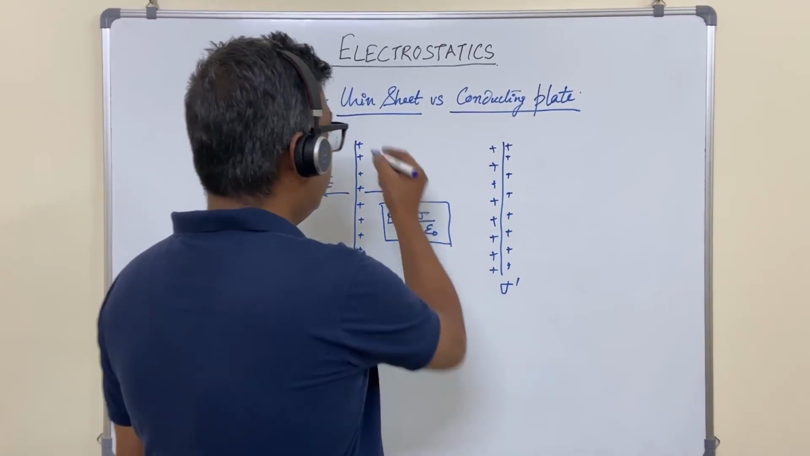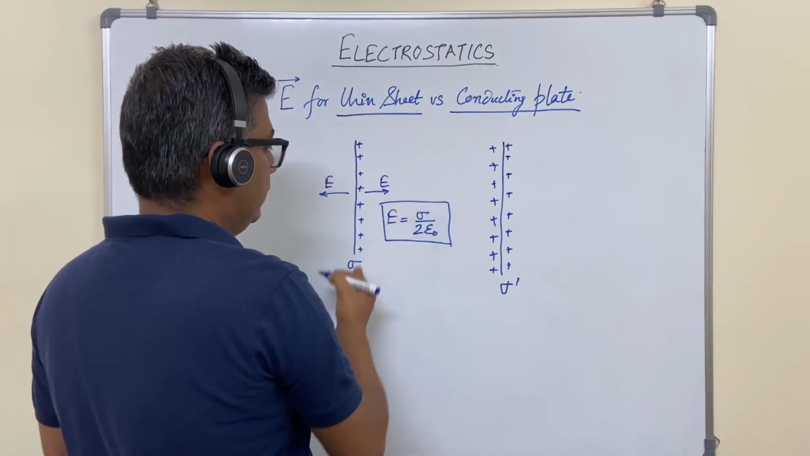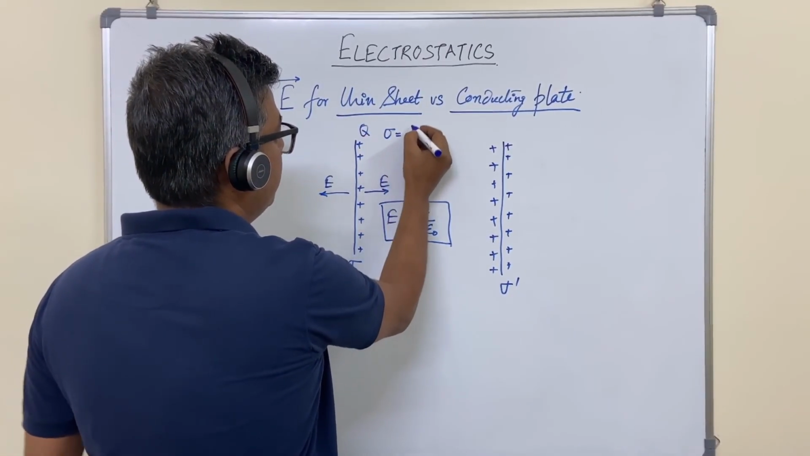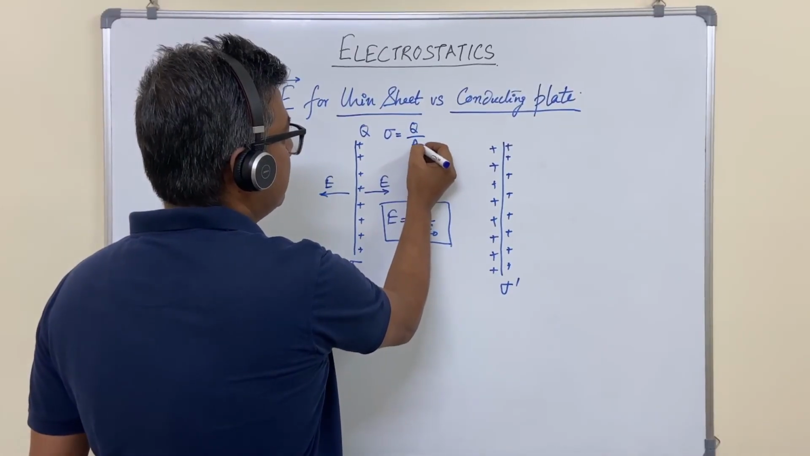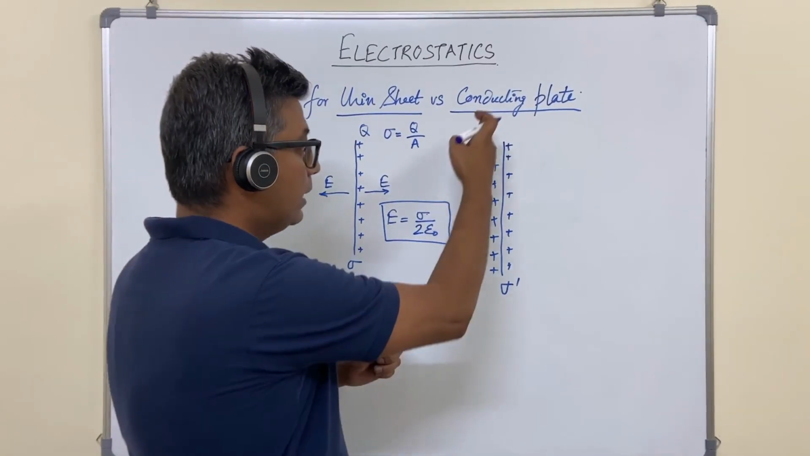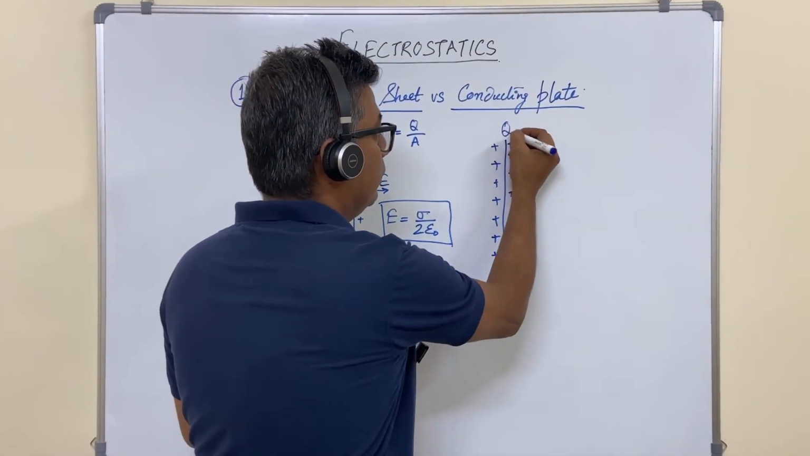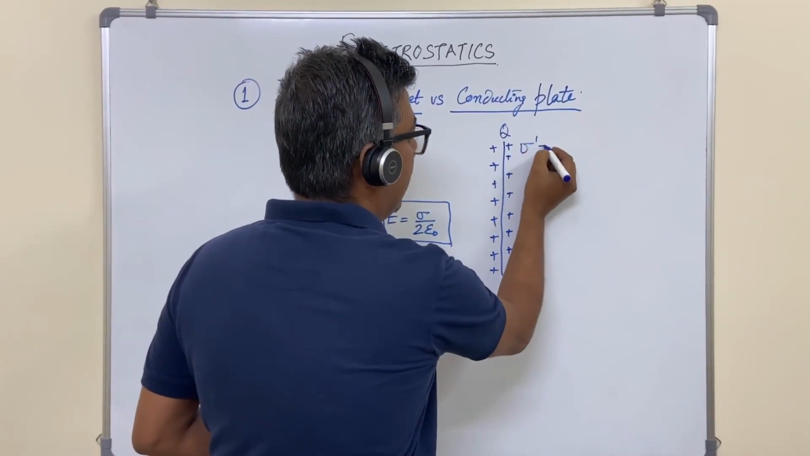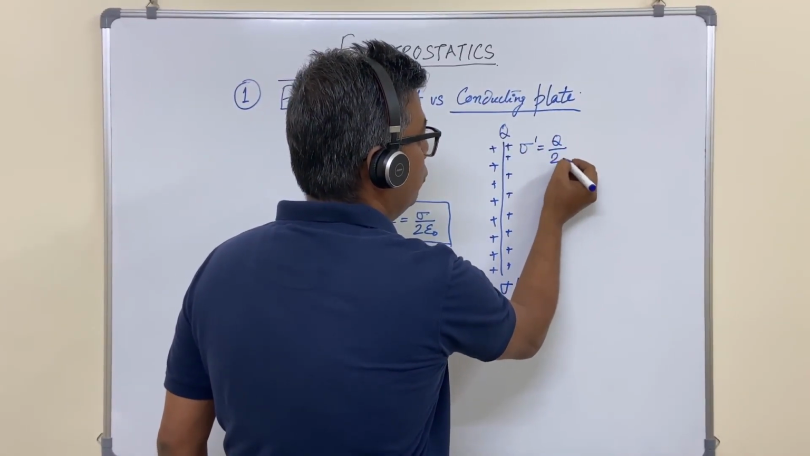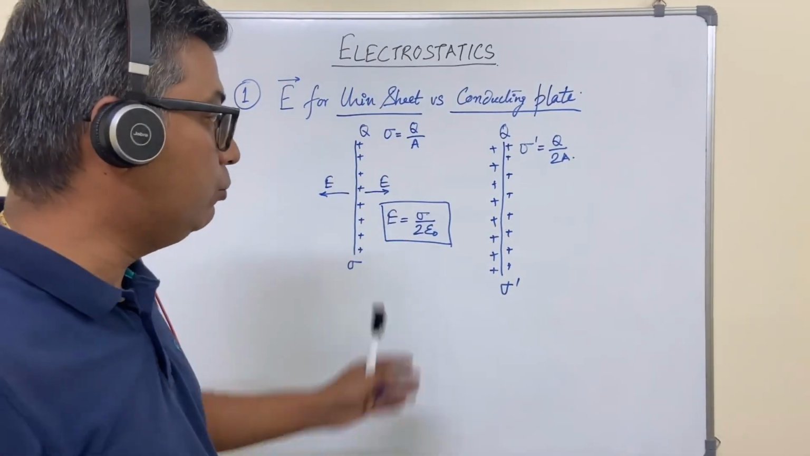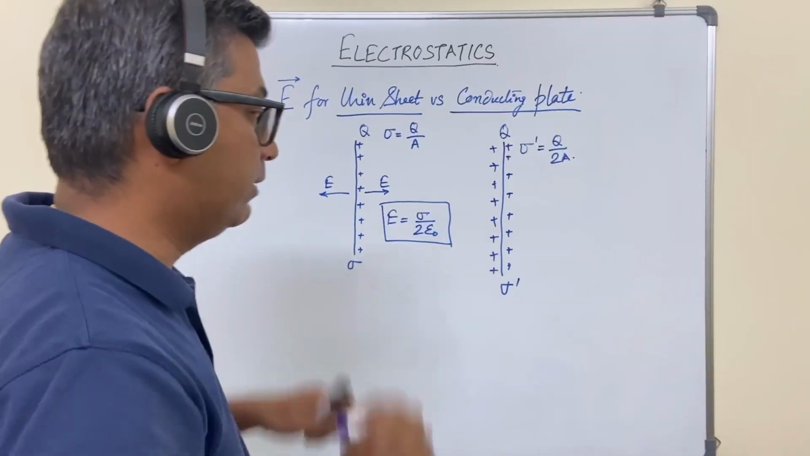Because let's say you give a charge Q to a thin insulating sheet, then sigma becomes Q by the surface area of one side. However, when you give charge Q here and you have two surfaces, then sigma prime is Q by 2A. Okay, and then you need to consider the electric field for that.